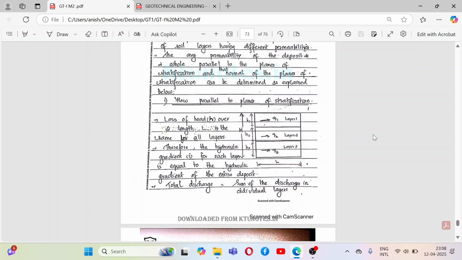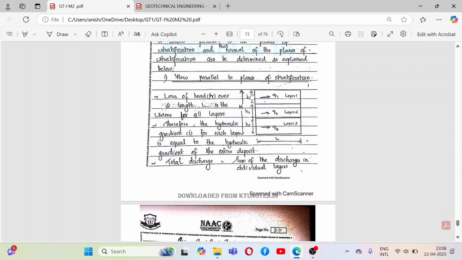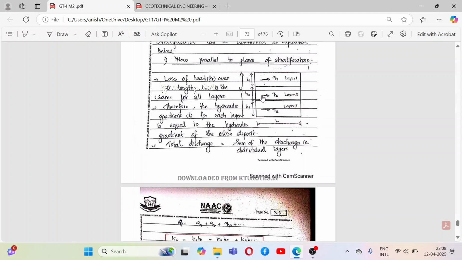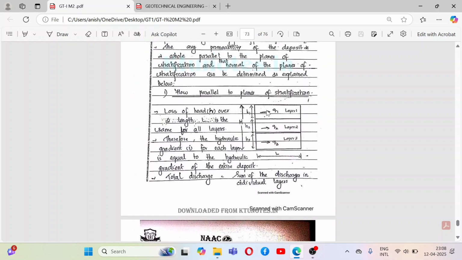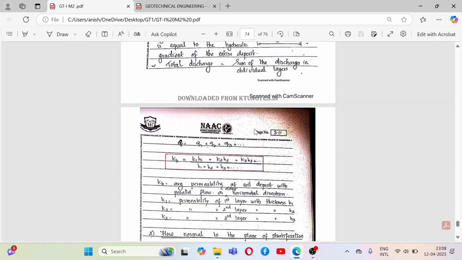Flow parallel to planes of stratification. We take a loss of head h over a length L, which is the same for all layers. Therefore the hydraulic gradient for each layer is equal to the hydraulic gradient of the entire deposit. The total discharge is equal to the sum of discharges in individual layers Q1, Q2, Q3. So for parallel flow, K_H is equal to K1H1 plus K2H2 plus K3H3 divided by H1 plus H2 plus H3.